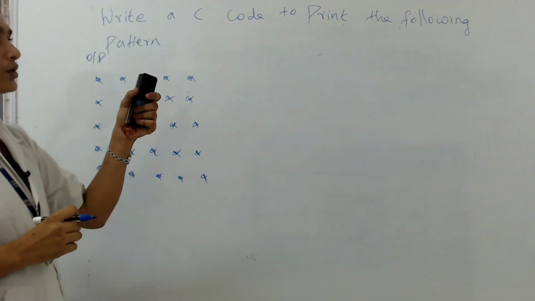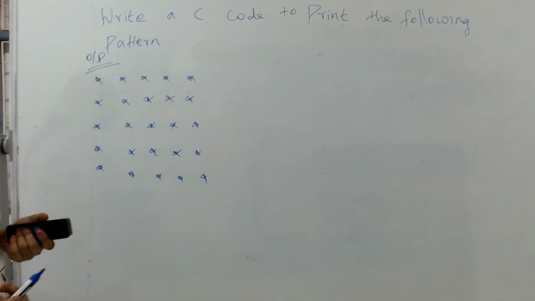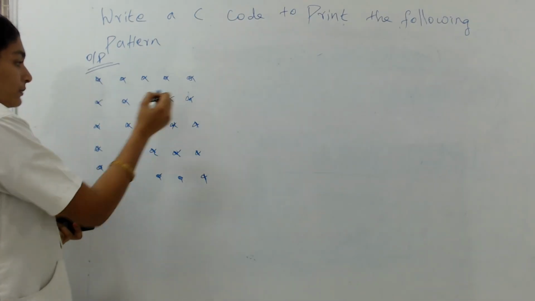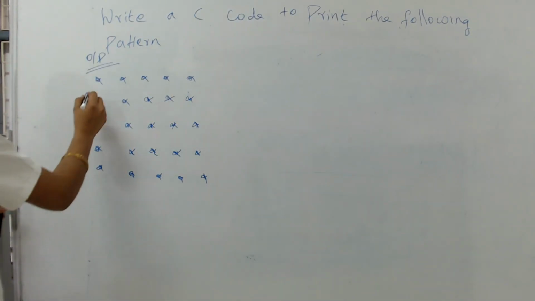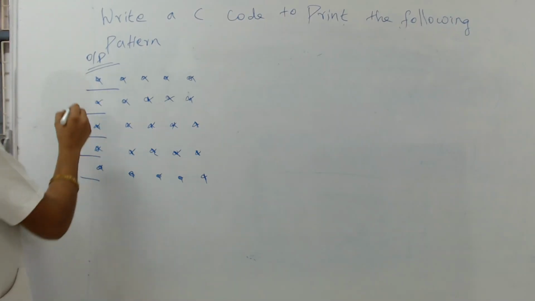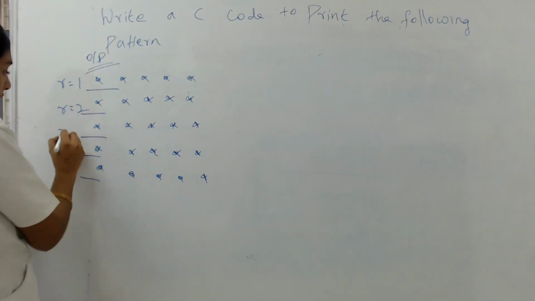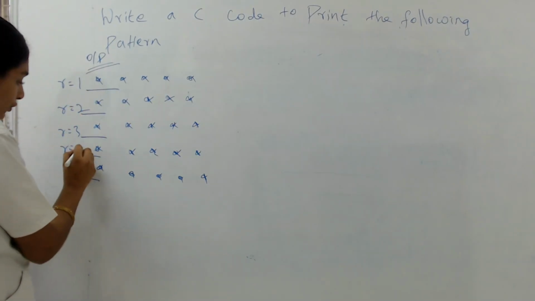Okay. Next is, what is our given question? Write a C code to print the following pattern. First, see the output. Our output has 5 columns and 5 rows. 1, 2, 3, 4, 5. Totally 5 columns are present here. So R equal to 1, R equal to 2, R equal to 3, R equal to 4, R equal to 5.